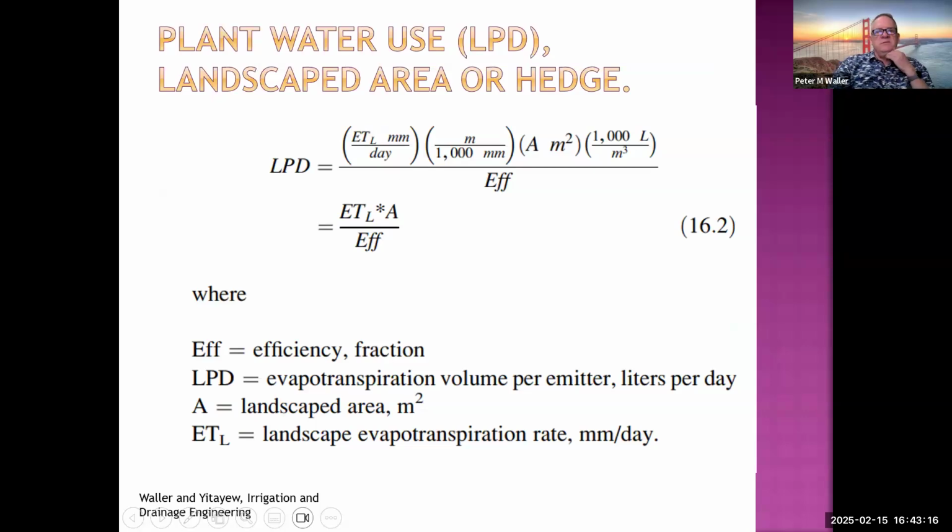Okay, the next example is for a hedge or a landscaped area. An irrigation system needs to be designed not to water a single tree, but based on a square area. And in the case of the plant, the area is multiplied by ET to find the liters per day. So here's the area of the plant. I just showed here how the units all cancel out. And here's the landscape evapotranspiration rate. And I divided by the irrigation efficiency here, but again, I didn't do that in my spreadsheet.